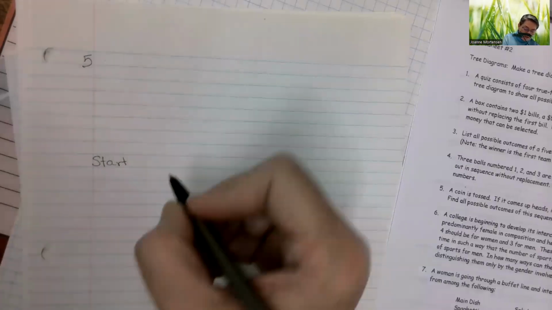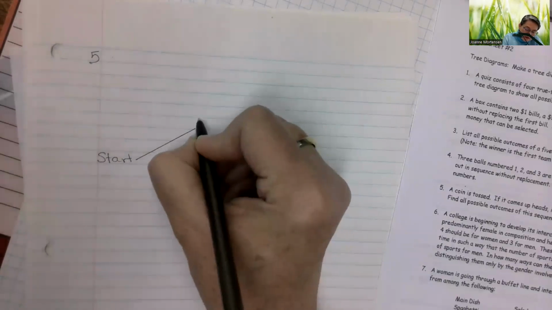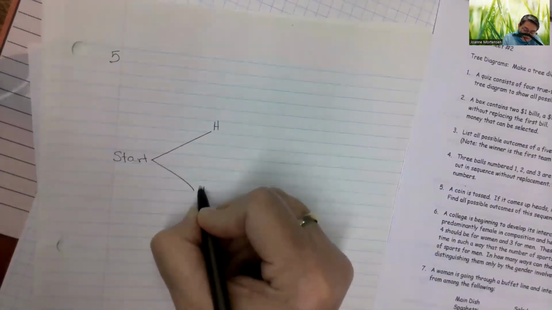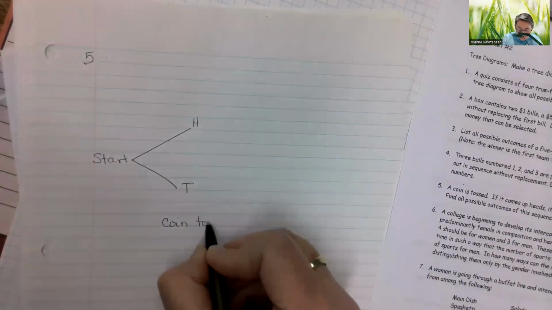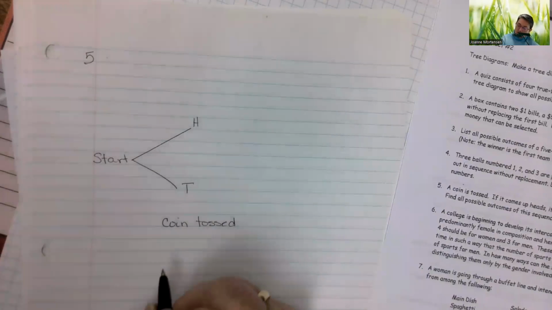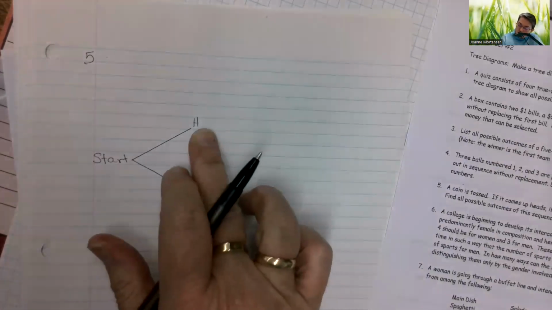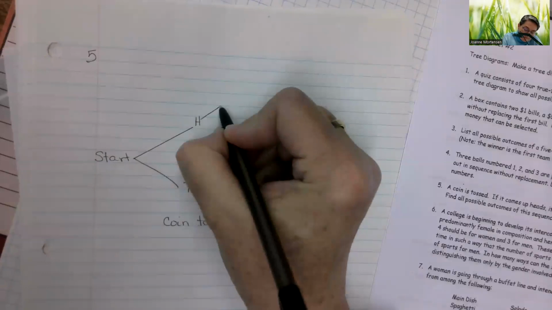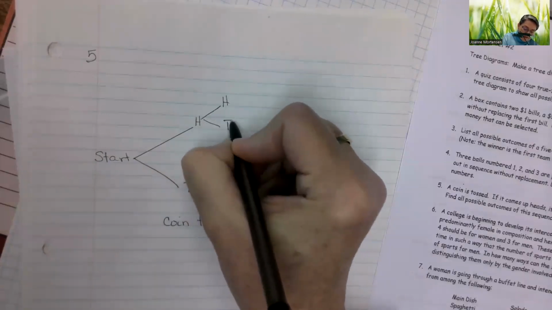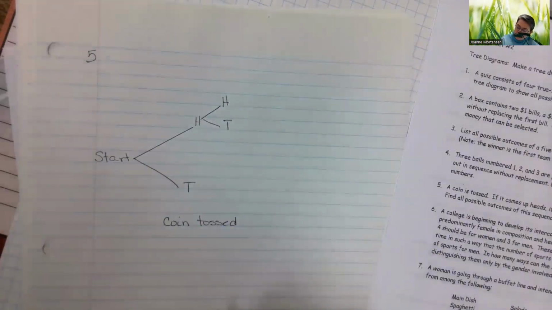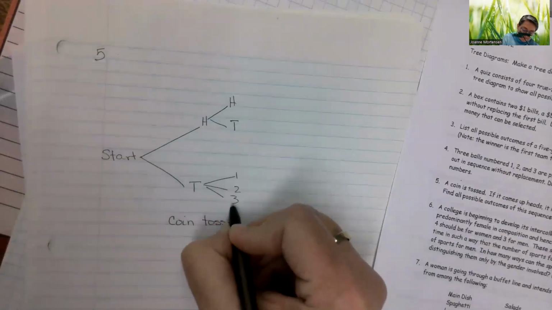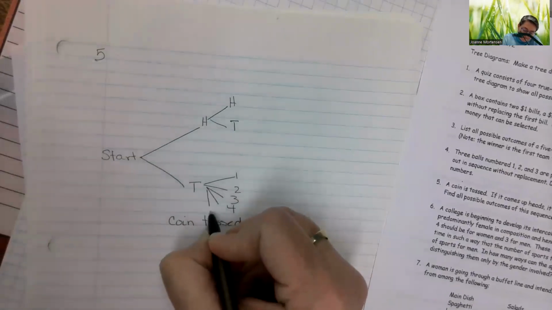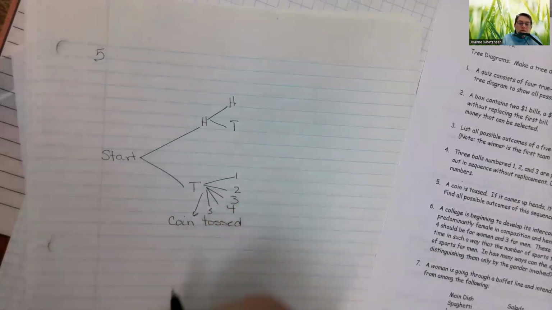What happens? Coin is tossed. Heads, tails. If it comes up heads, it is tossed again. Heads, tails. If it comes up tails, a die is rolled once. Sorry, that got messy.